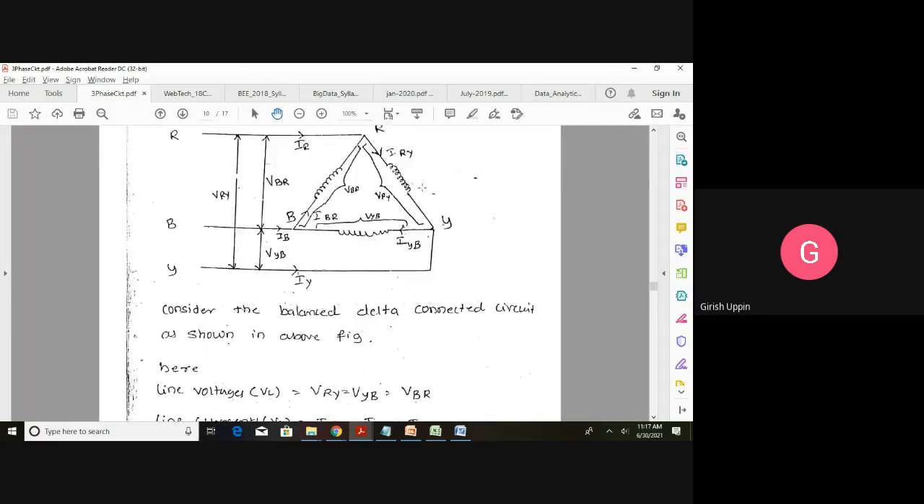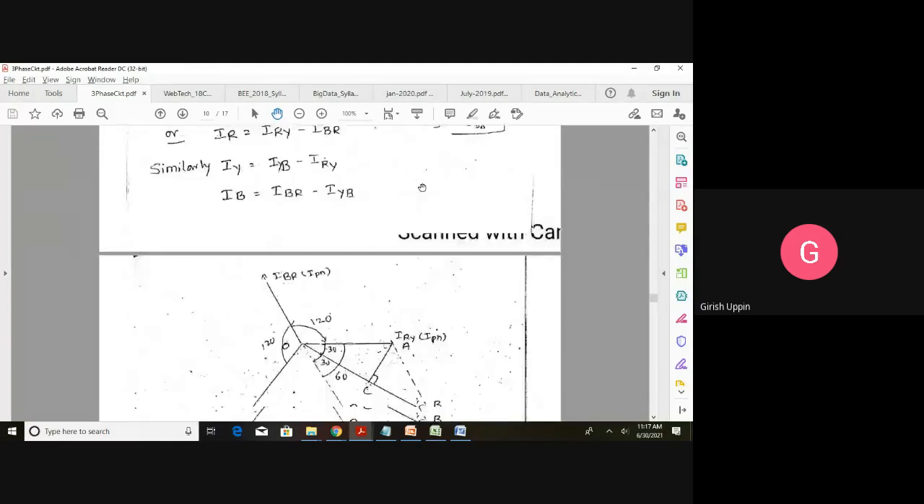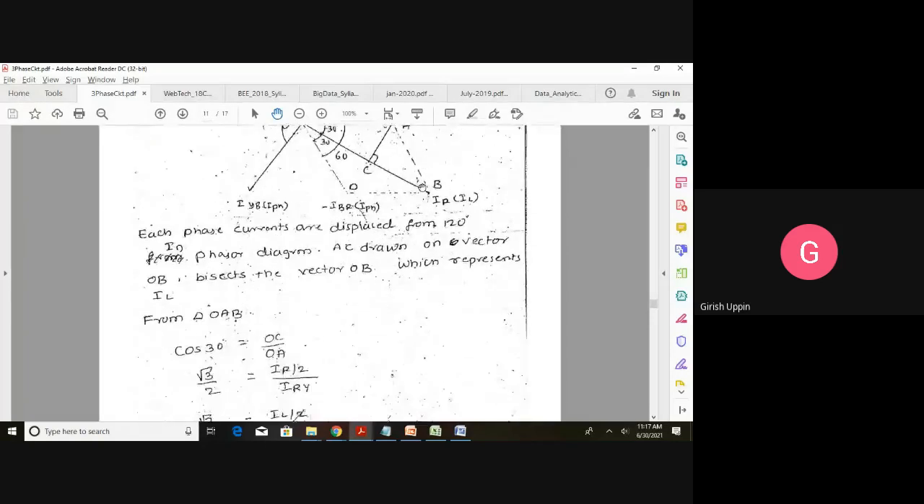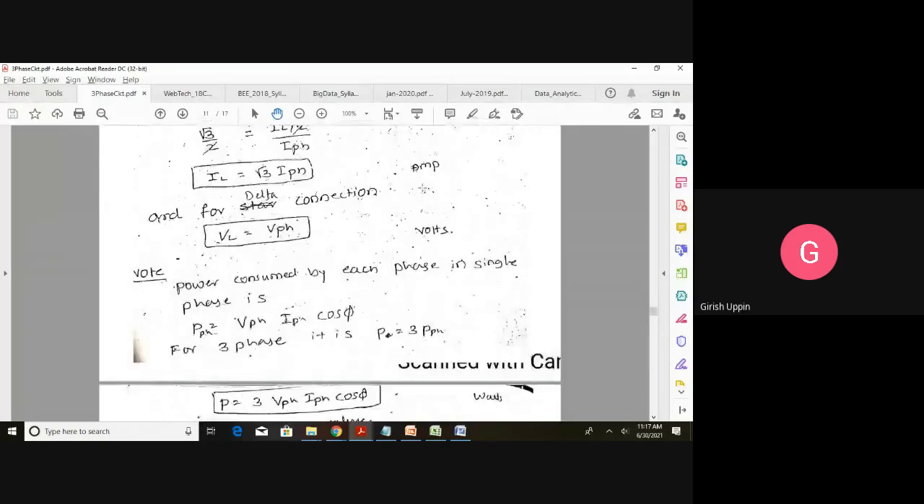So that is why in case of a delta connection, the applied line voltage is equal to the phase voltage, and for the current, IL is equal to root 3 times I phase. So it is just the reverse of a star connection. In a star connection, voltage gets divided. So in case of a star, VL is equal to root 3 times V phase, IL is equal to I phase. And in case of a delta, current gets divided.